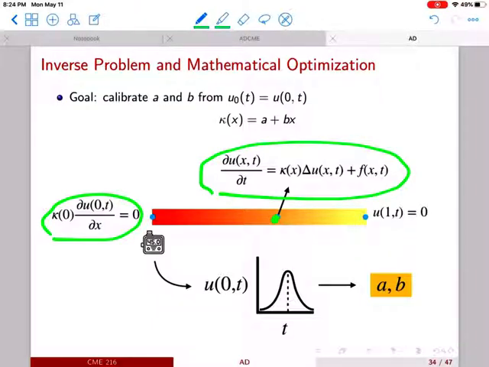And on the right-hand side, you have Dirichlet boundary conditions, which means that the temperature is fixed. For example, you can use some machines here so that you pump the heat into the bar so that the temperature is fixed. In the first problem, we assume that kappa is equal to A plus Bx, and A and B are unknown. What we can do is to place a thermometer here on the left-hand side and collect the temperature as time goes on, so you have time series data. Like this, you have a time series, and you are going to estimate A and B from it.